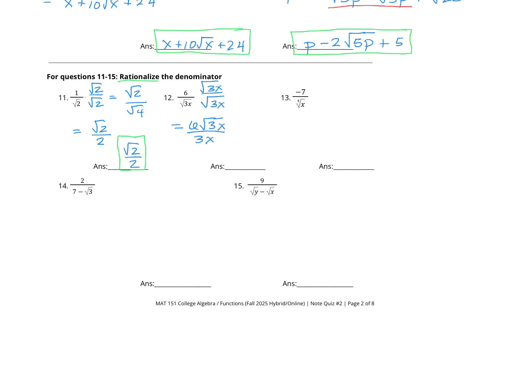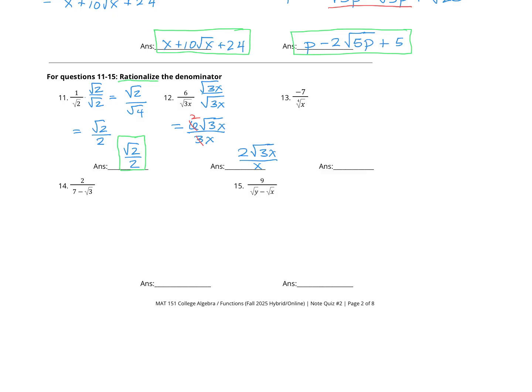We can do a little bit of simplifying here because we have a 6 and a 3 that are outside of a radical, and we can divide the 3 into the 6 to get 2. So final answer is going to be 2 square root 3x over top of x.